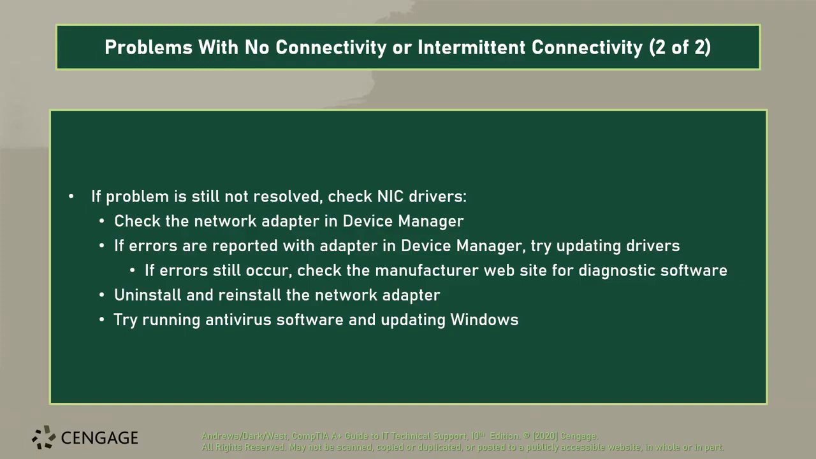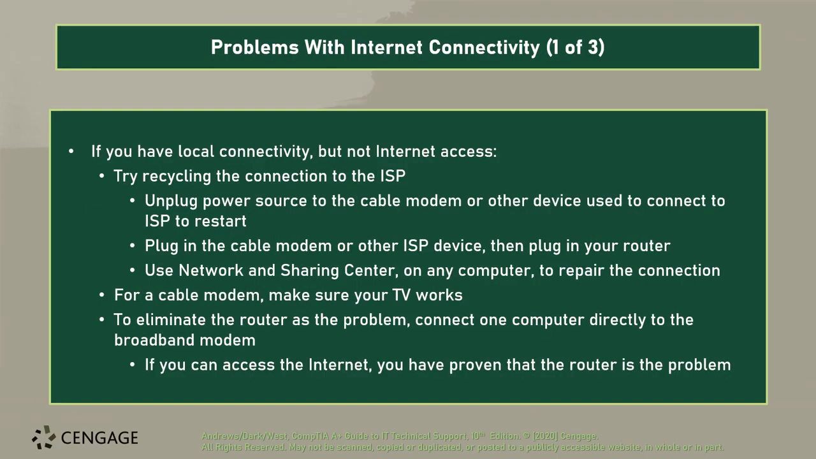Of course, check your antivirus software, check your firewall. That can be a big issue. Sometimes traffic can get blocked inadvertently. If you have local connectivity but not internet access, try recycling your connection to your ISP. What I like to do is turn everything off. I turn off my PC, I turn off my router, I turn off my modem. Once that's turned off, I'll turn on the modem first. I'll give that a little bit to connect. Then I'll turn on my router. Then I'll turn on my device.